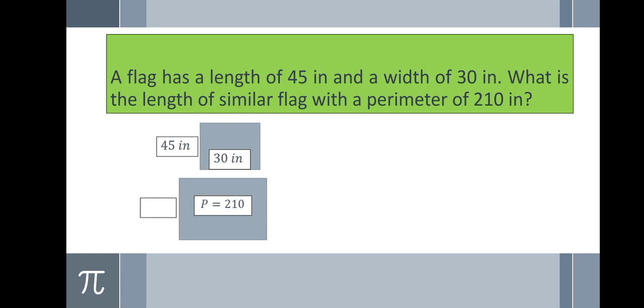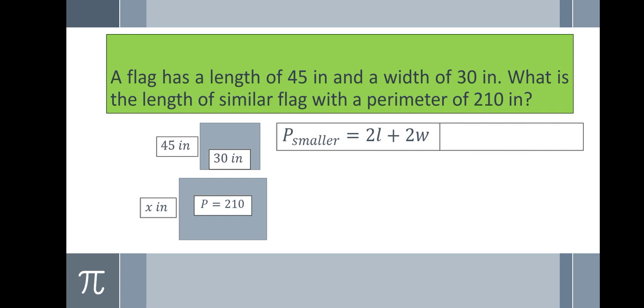Since this is a rectangle, the perimeter is equal to 2 times length plus 2 times width. Length is 45 and width is 30. 2 times 45 is 90 and 2 times 30 is 60, to get 150. Now this is the perimeter of the smaller flag.